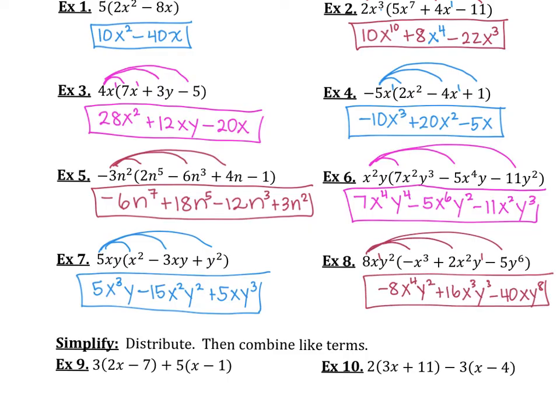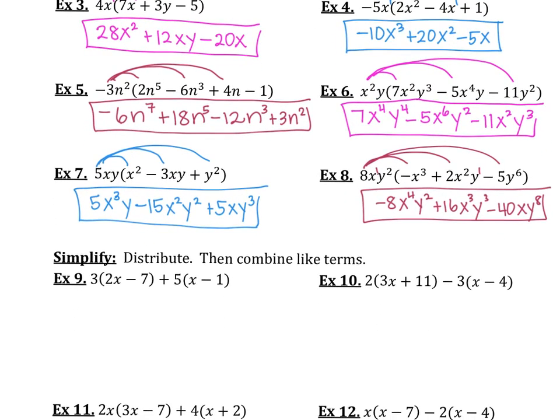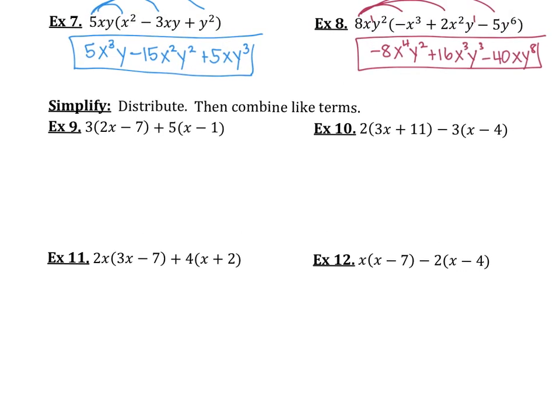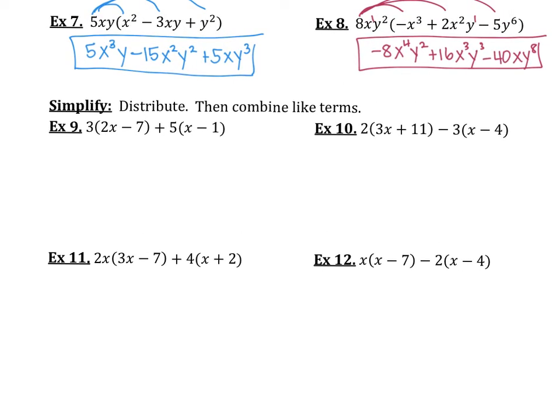Okay, that's about as hard as I will make it for distributing the monomial. But of course, we're eventually going to add some like terms, which we already know how to do. But now that we are adding some extra exponents, we're just going to practice it a little. It's going to be really helpful when we start multiplying polynomials. Okay, so the directions say distribute, then combine the like terms.